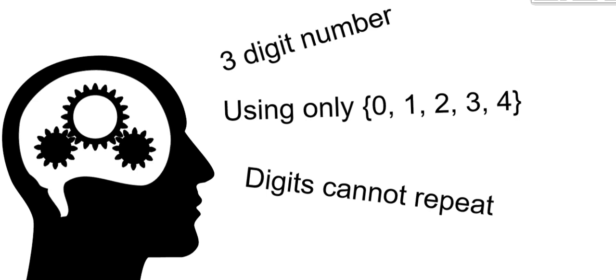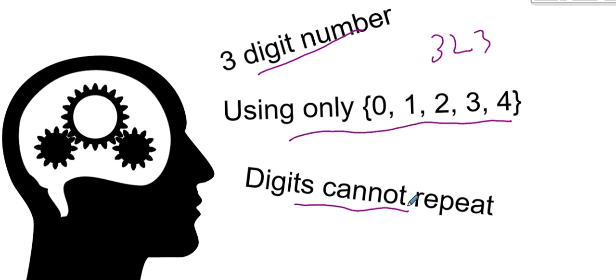So for example, I can't create a number like 323, because even though it's a 3-digit number, and even though it only uses these characters, I violated the rule that says digits cannot repeat. Another one that I could not make would be the number 012, because even though it's 3 digits, even though it only uses these characters and nothing repeats, the problem is when I start with a 0, that's not considered a 3-digit number. It's considered the number 12, which is 2 digits. So that's an added thing to think about.